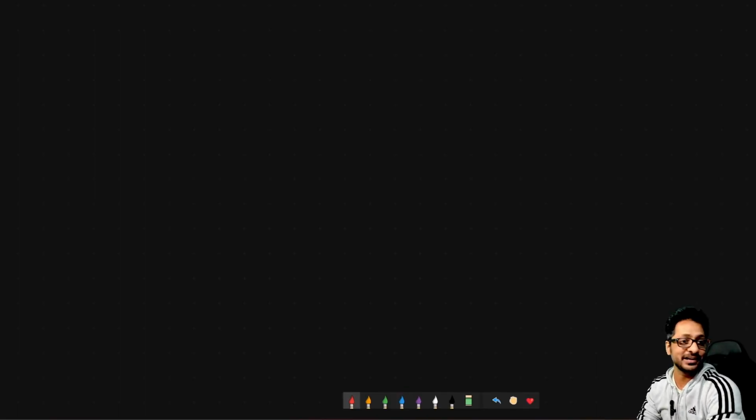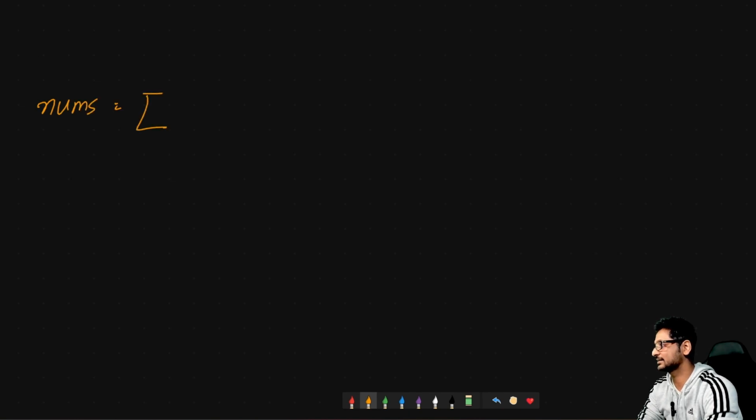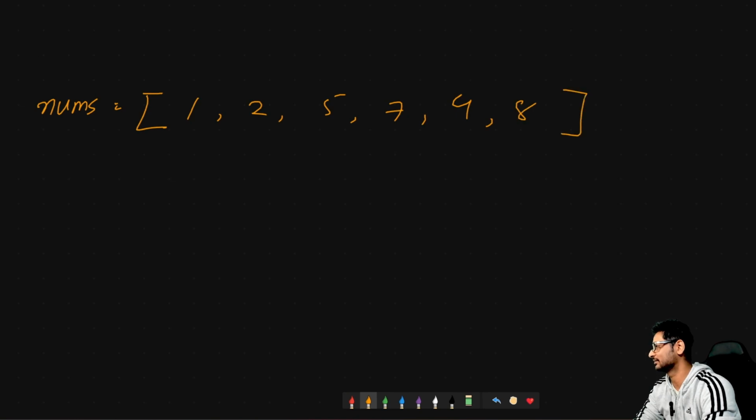So now then, let's take an example of an array. Let's call it nums. The nums array has different items. Let's take it maybe 1, 2, 5, 7, 9, 8, and so on. And let's write down the indexes 0, 1, 2, 3, 4, and 5.